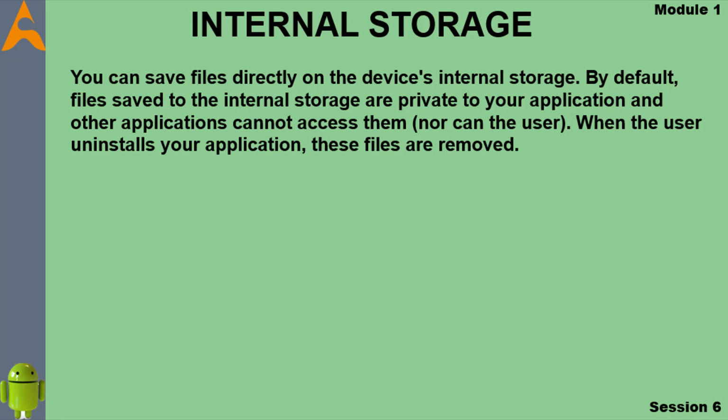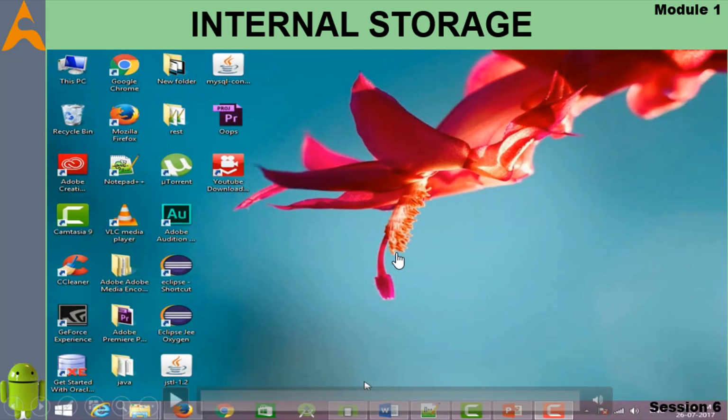We are able to save or read data from the device internal memory. FileInputStream and FileOutputStream classes are used to read and write data into the file. Let's understand it with an example. See the example on your screen.